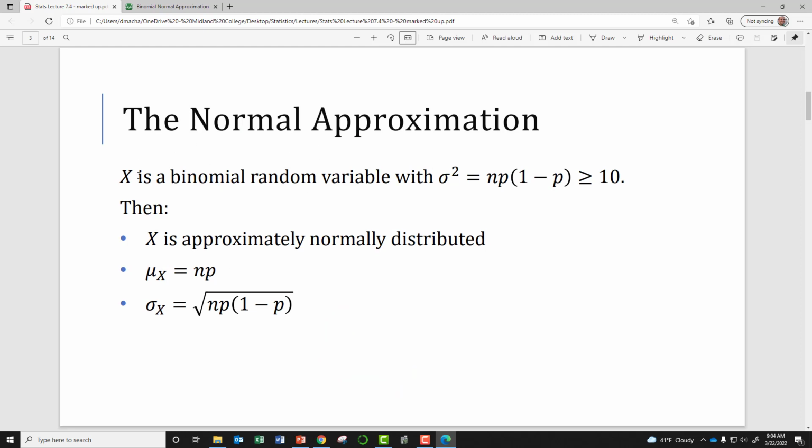So let's say that x is a binomial random variable that has a variance greater than or equal to 10. Then we would say that x is approximately normally distributed, even though in truth it's a binomial random variable. If the variance is greater than 10, then it is also approximately normally distributed. The mean of this random variable is n times p, the number of Bernoulli trials times the probability of success for any one of the Bernoulli trials. And the standard deviation is equal to the square root of n times p times 1 minus p. It's the square root of the variance.